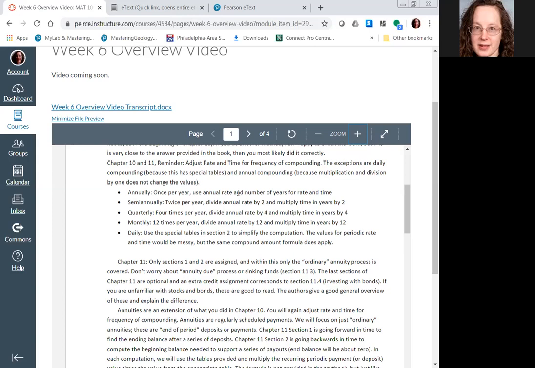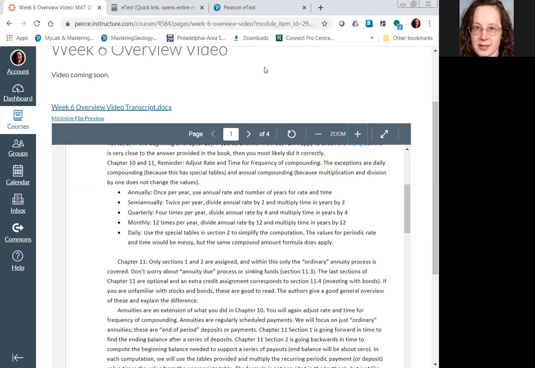If you're unfamiliar with stocks and bonds, these sections are a good read. The authors give you a good general overview and also talk about the difference between a stock and a bond. So if you're not familiar with that, I do recommend reading it just to make yourself more familiar with these investing options and how they're structured.